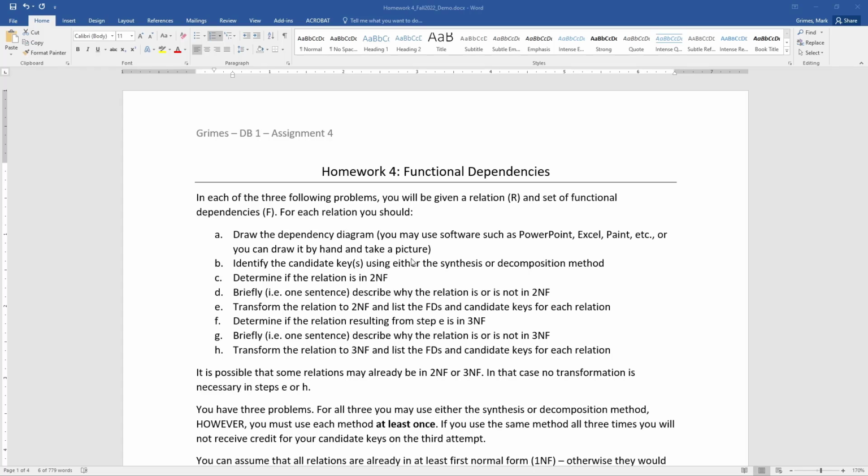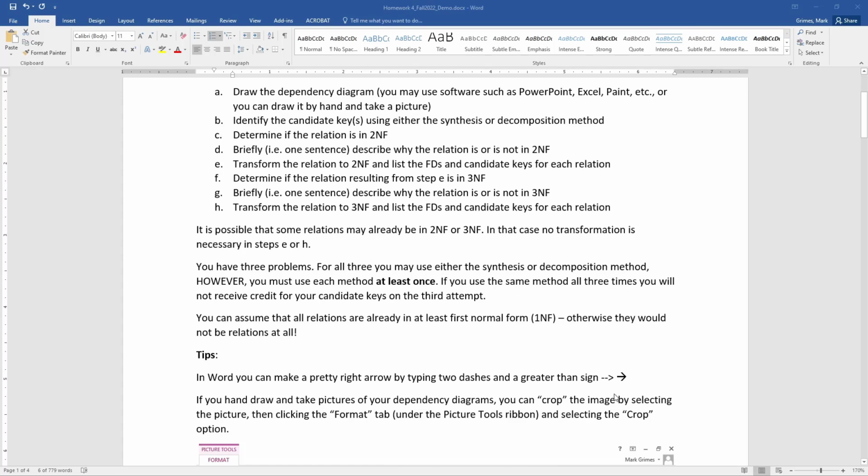We'll then be determining if the relations are in second normal form, and if not, we'll transform them to second normal form. Then we'll ask, well, is this relation now in third normal form? And if not, we'll transform the relations into third normal form by getting rid of transitive dependencies. So let's go ahead and get started.